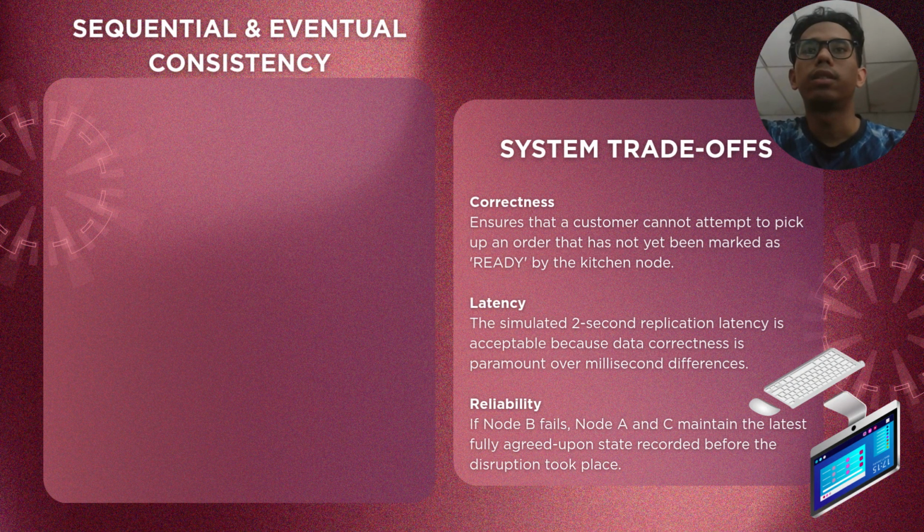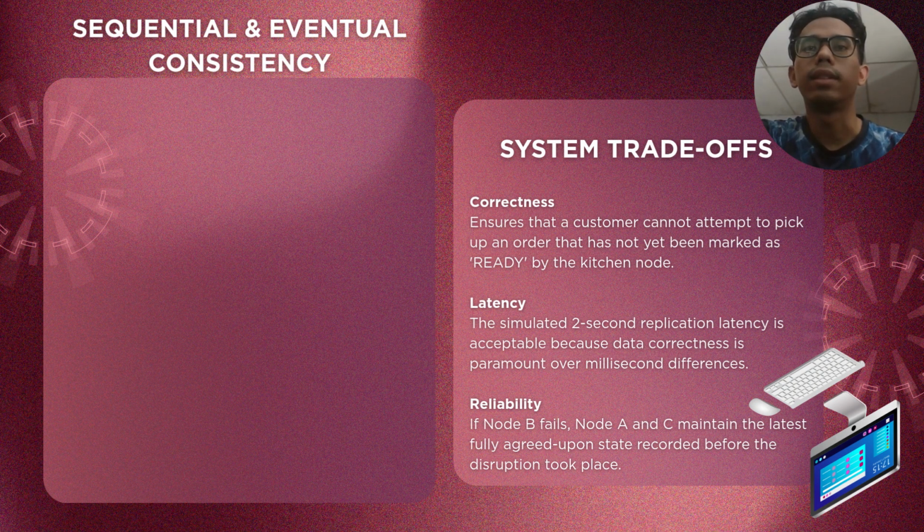As for the consistency model, first we have correctness. Sequential consistency gives us maximum correctness by preventing stale data reads. It guarantees a customer cannot pick up an order before the kitchen marks it as ready.